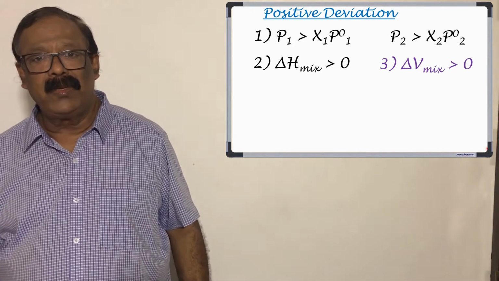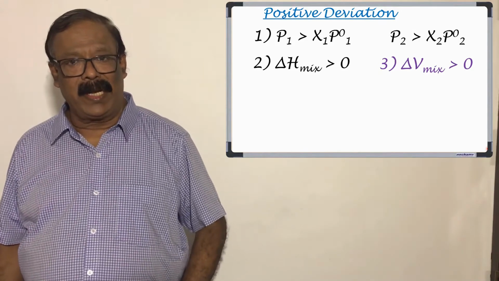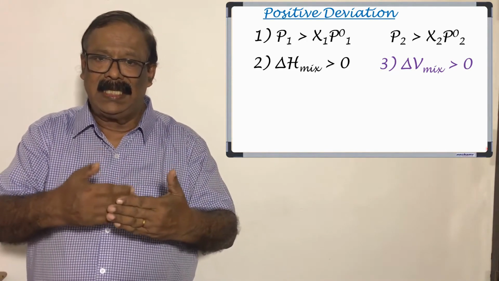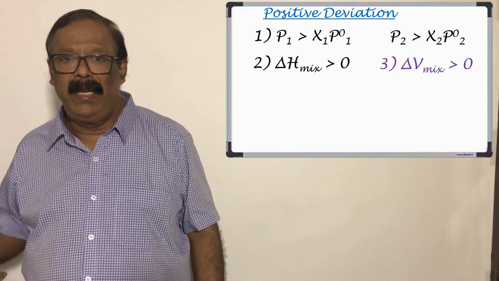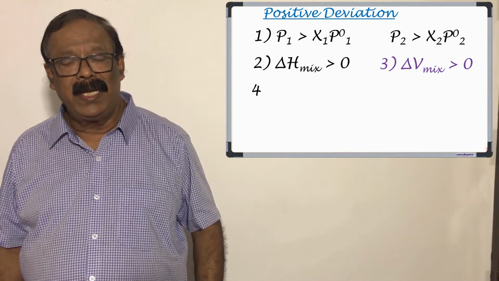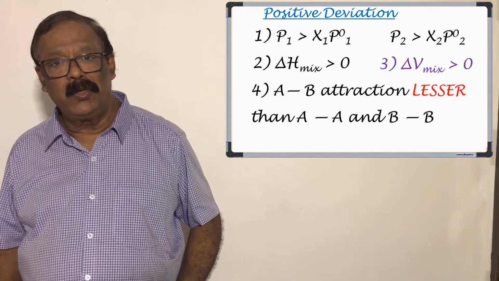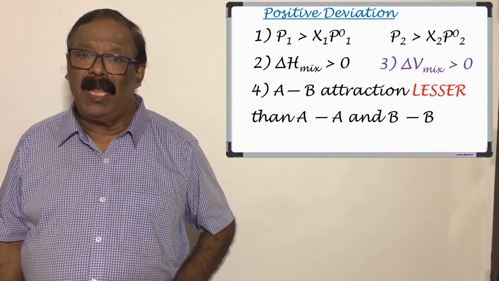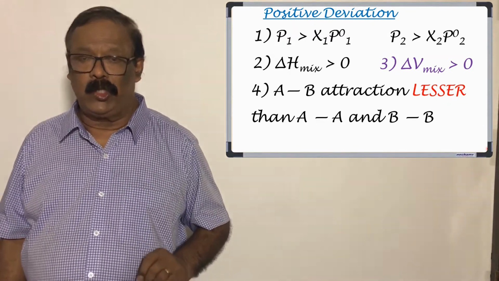What type of liquids will show positive deviation from Raoult's law? Again, intermolecular attraction comes into the picture. If the attraction between solute and the solvent, that is A and B, is less than the attraction between AA or BB, the solutions show positive deviation. When the intermolecular attraction decreases during the formation of the solution, more number of molecules of the solute and the solvent can go to the vapor phase. So, the experimental value of vapor pressure will be slightly greater than that obtained by using Raoult's law.